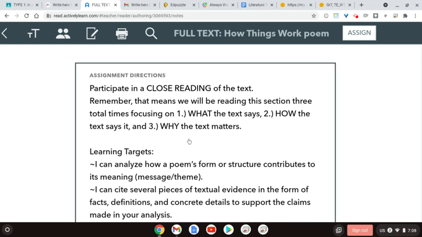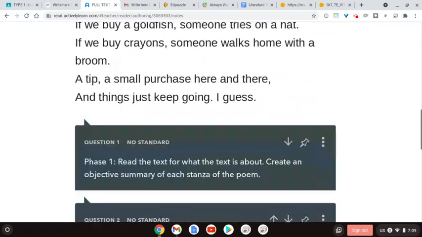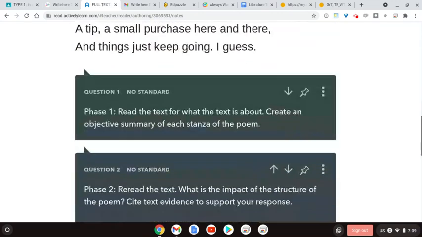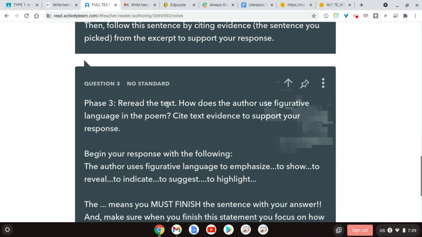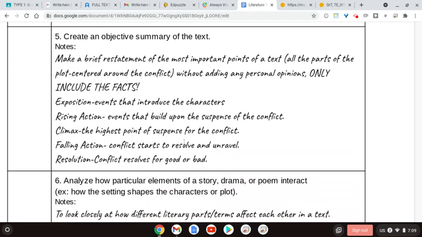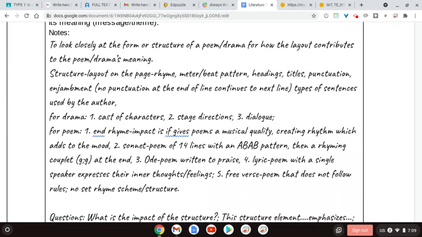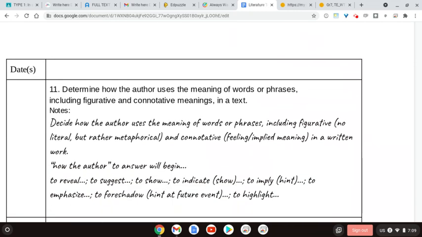In phase 3, we're looking for why the text matters. As we read through for why the text matters, we're going to focus on answering the following question. I want you to reread the text. We're going to focus this time on how the author uses figurative language in the poem. And I want you to cite text evidence to support your response. As we read through this phase, we are focusing on learning target number 11, which is to determine the author's use of meaning of words or phrases, including figurative and connotative meanings.